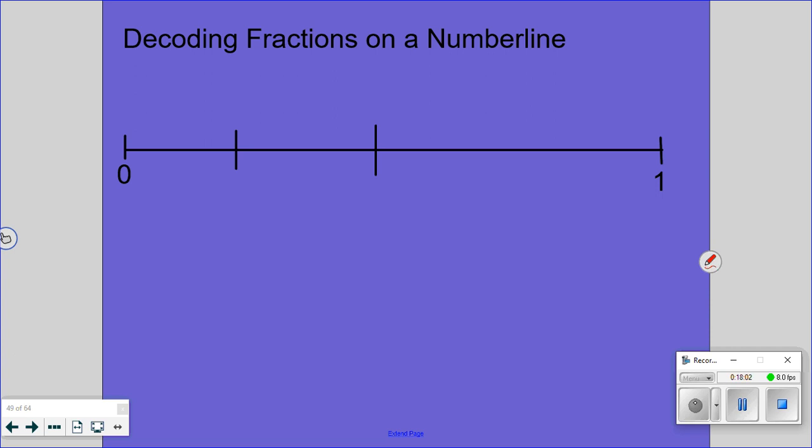Right now, this number line is split into 1 piece, 2 pieces, 3 pieces. Does that mean this is split into thirds? No. Yes. No. Try and talk to your table, see if you can figure it out. Is this number line split into thirds?